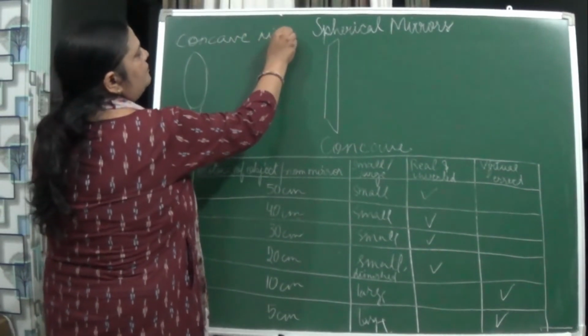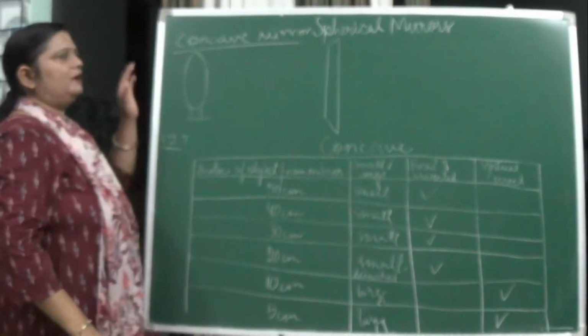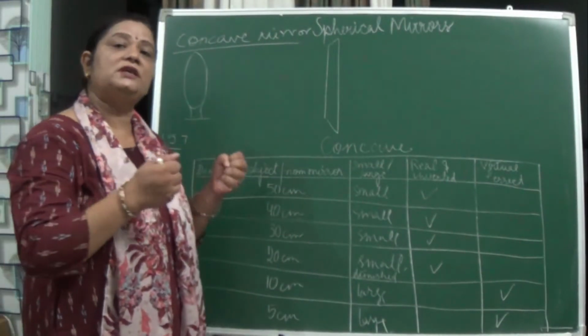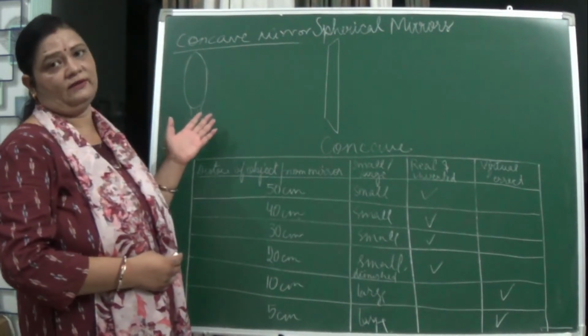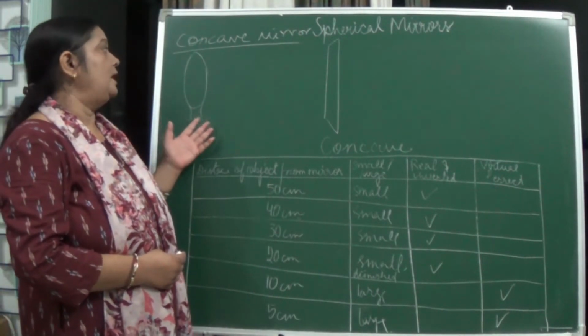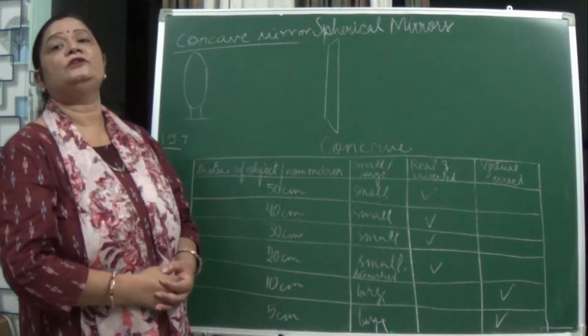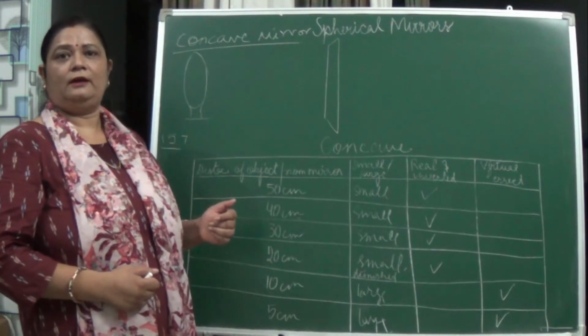Okay. First we are going to study the concave mirror. We all know that it has the property to converge the light rays after reflection, and so they are known as converging mirrors. Now, if we want to see the image of the sun through the concave mirror, there is an experiment.